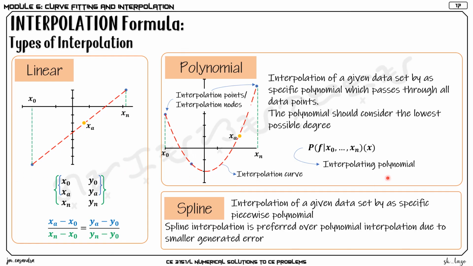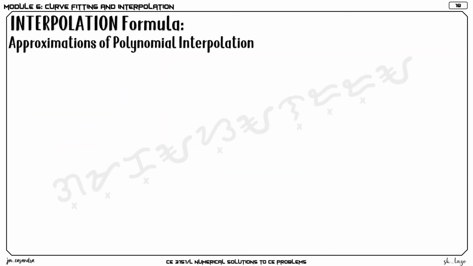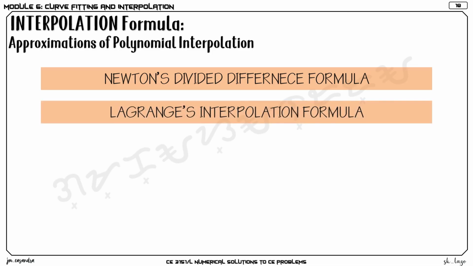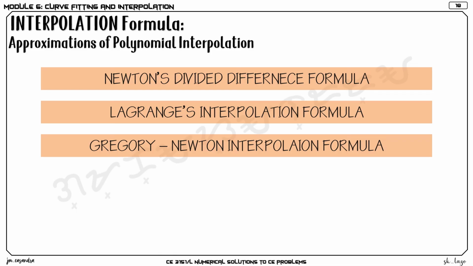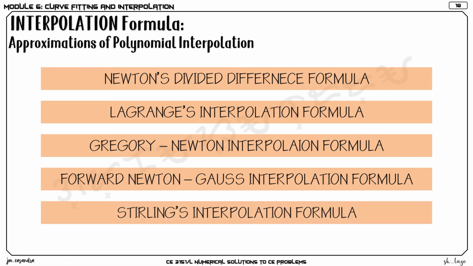So in this lecture, we're going to focus on polynomial interpolation. There are different methods of approximating polynomial interpolation, and that would include Newton's divided difference formula, Lagrange interpolation formula, Gregory-Newton interpolation formula, Newton-Gauss forward interpolation formula, and the Stirling's interpolation formula.